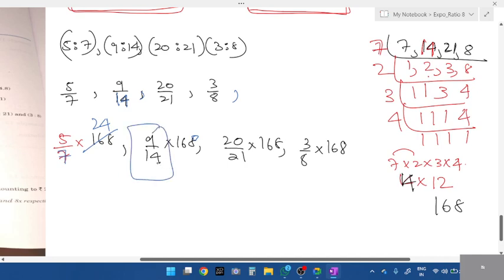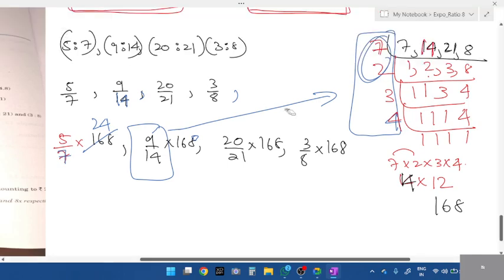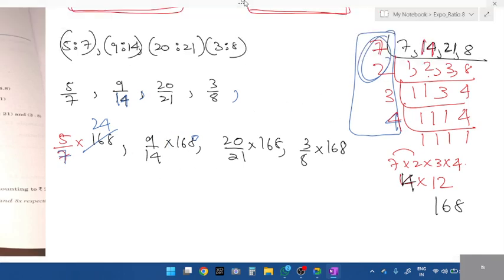Take the next one. What do we have? What's the denominator? 14. Use these numbers. Which combination gives us 14, students? 7 into 2, or 7 into 3, or 4 into 3, which combination gives 14? Except 7 into 2, what are the other numbers left? How much is 3 fours? 12. Is it going with the 12 times table?